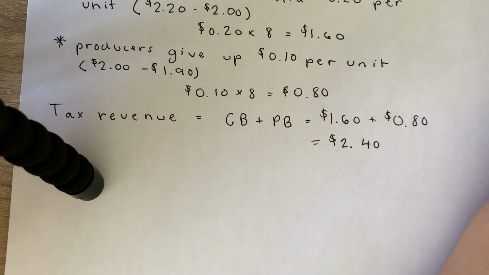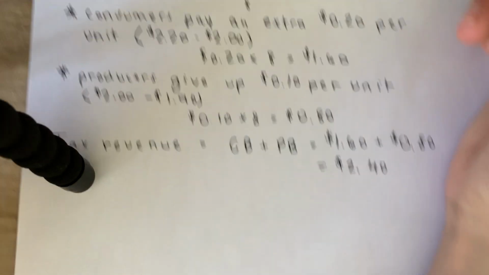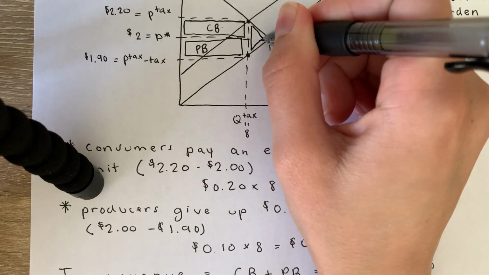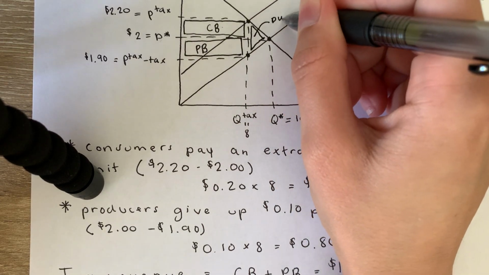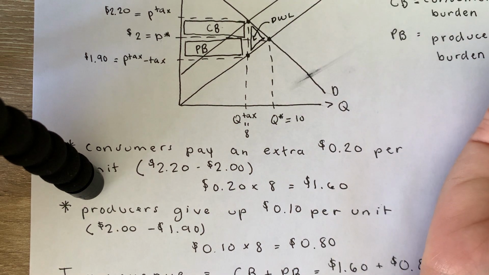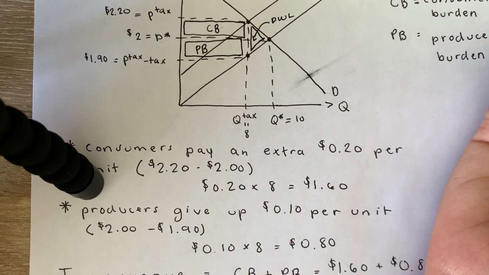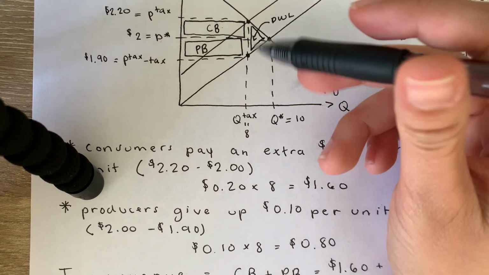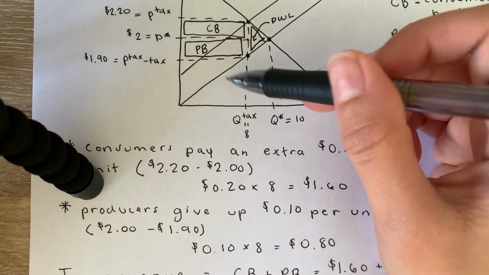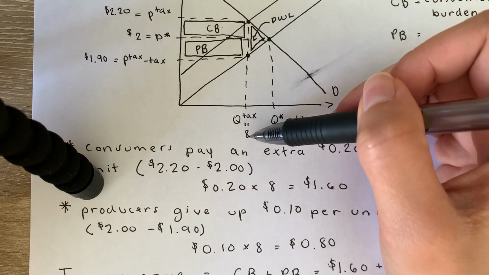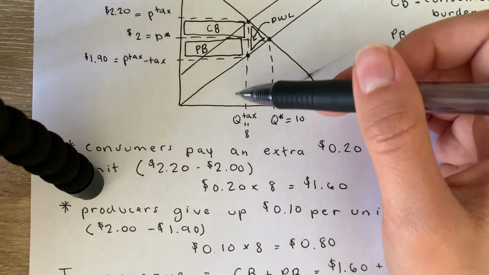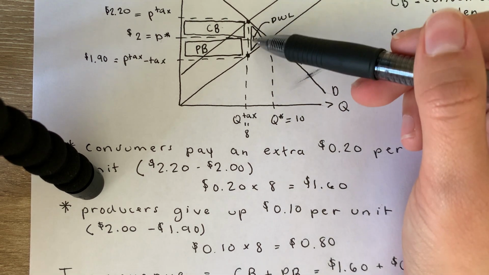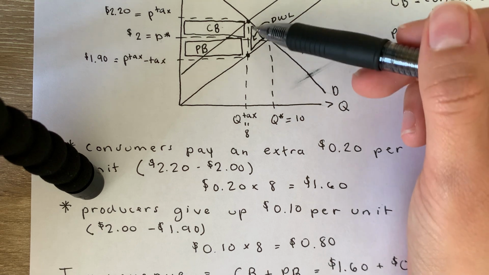So that leaves us with one more thing. We also have this triangle area right over here, which you already know is the deadweight loss, DWL. These are just the benefits that are lost due to a decrease in production. Before we were producing at Q star, after the tax is imposed we're now only producing at Q tax. So we lost 2 whole units, and because of that there's going to be some deadweight loss. It's really just the benefits that are lost due to the decrease in the production.